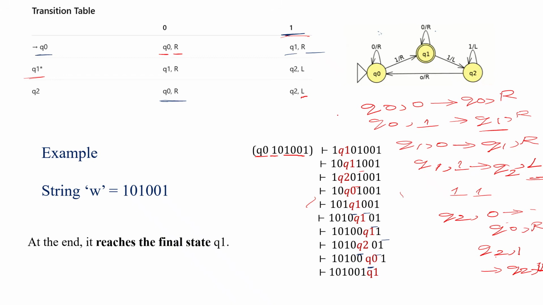1 0 1 0 0 1 Q1. So now we reach Q1, and Q1 is a final state. There is no more input symbol to be read. So this is the two-way finite automata.